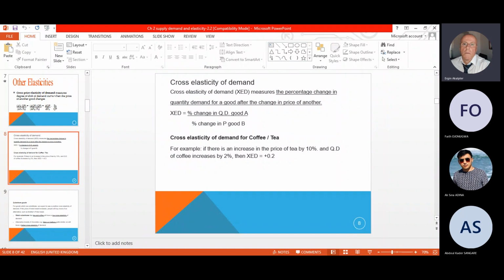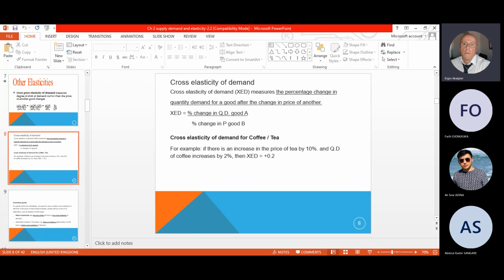Cross price elasticity, or cross elasticity of demand, measures the percentage change in the quantity demanded for a good after the change in the price of another. As I mentioned to you, if the price of the Cadbury chocolate is increased, what will happen to the Milo consumption? Therefore, cross price elasticity is the percentage change in the quantity demanded for good A divided by the percentage change in the price of good B.